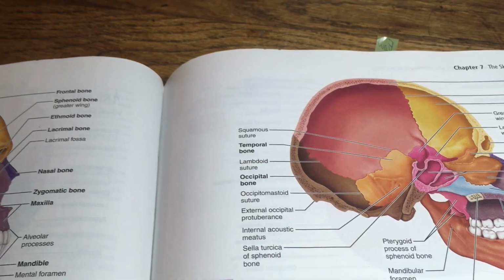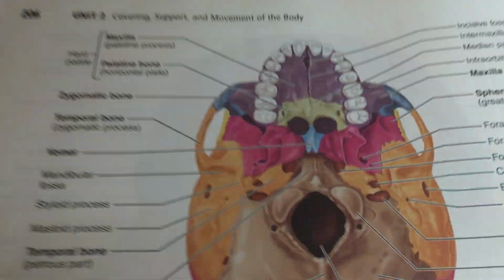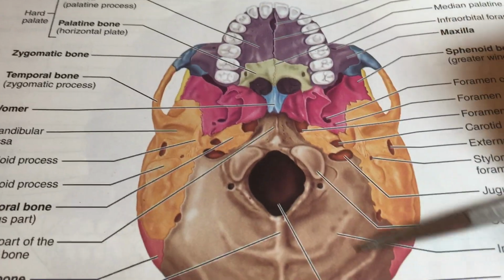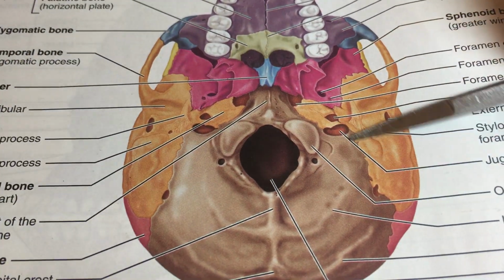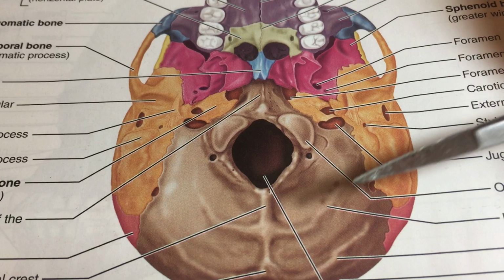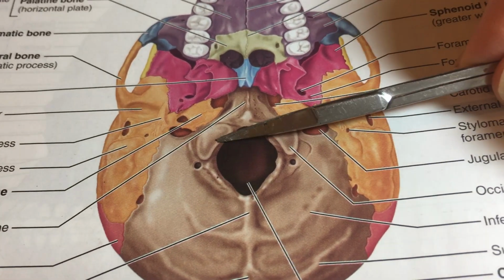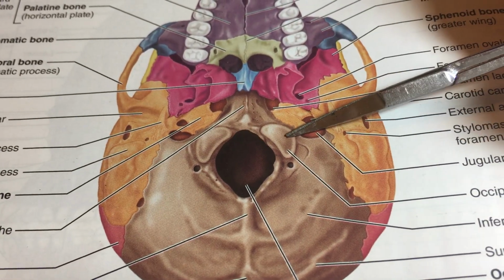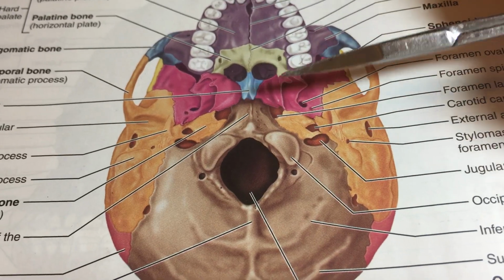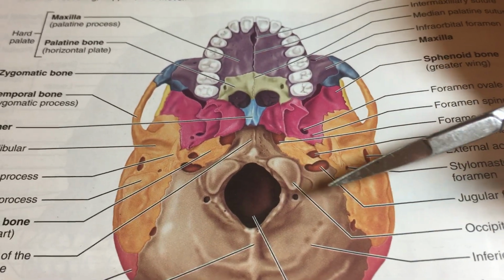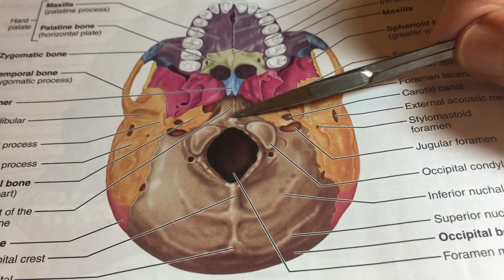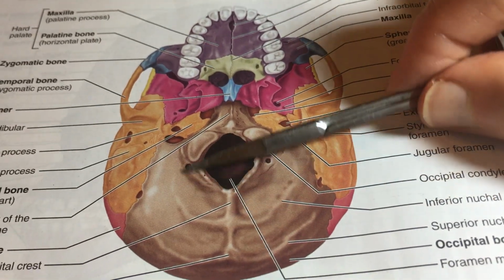Okay, and then as we turn the page again, we have the view from the inferior aspect. Here's this big bone at the bottom of the skull, and this is sitting on the first vertebra right here, and it's able to rock back and forth, frontwards and backwards. Okay, so this is the occipital bone right here.